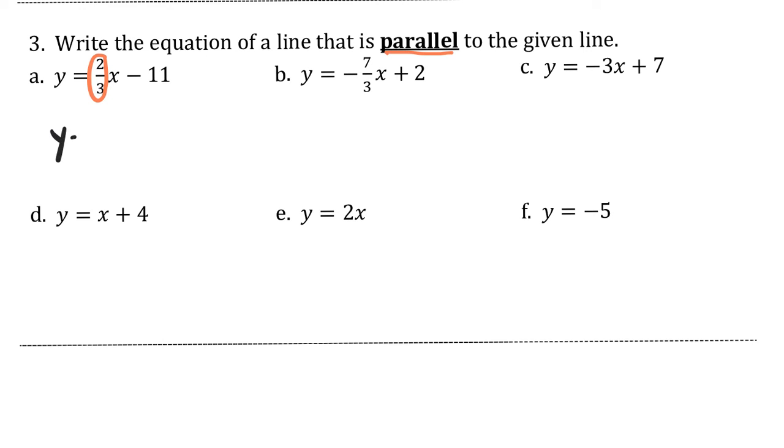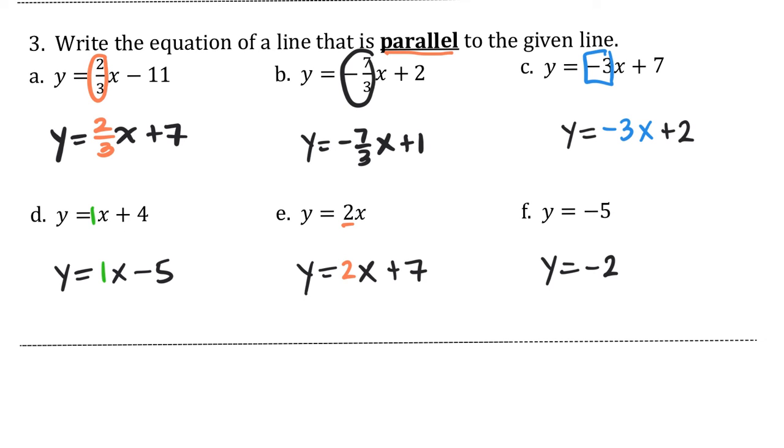So for this one, maybe I'll make it say 2/3 x. And I can put any y-intercept I want. Maybe I'll make a 7 this time. Okay, go ahead and try the next ones. Pause the video and then unpause when you want to see the answers. Okay, go ahead and check your answers.